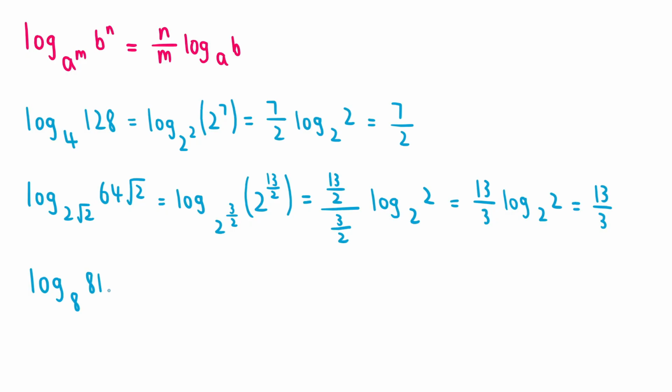What if we wanted to rewrite this logarithm in terms of log base 2 of 3? 8 is 2 to the 3, and 81 is 3 to the 4. So we can rewrite the logarithm as log base 2 to the 3 of 3 to the 4. We can use the property to rewrite this as 4 over 3 times log base 2 of 3, and the expression is now in terms of log base 2 of 3.